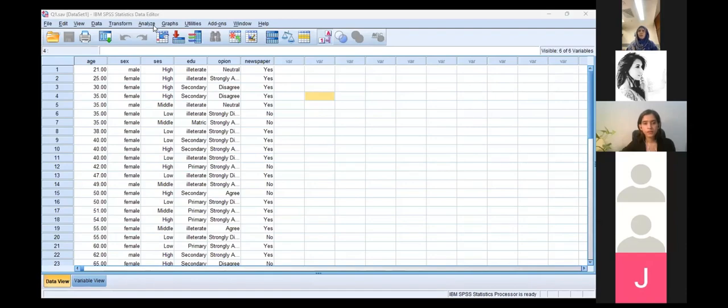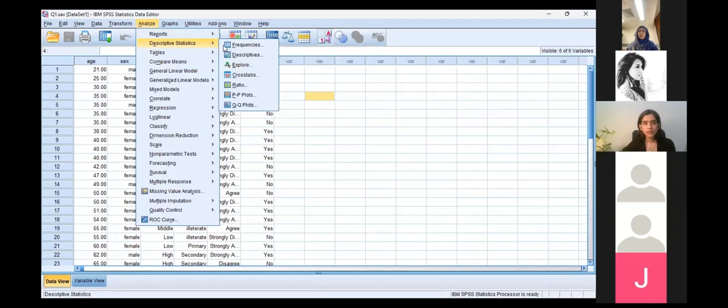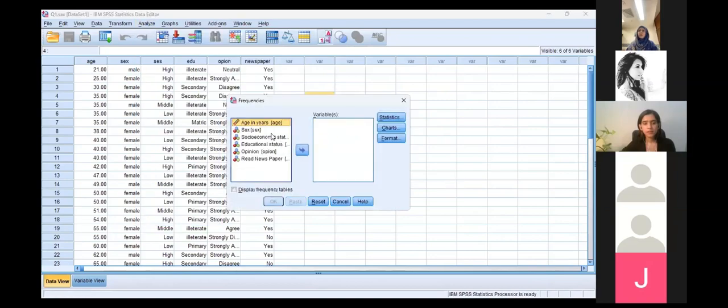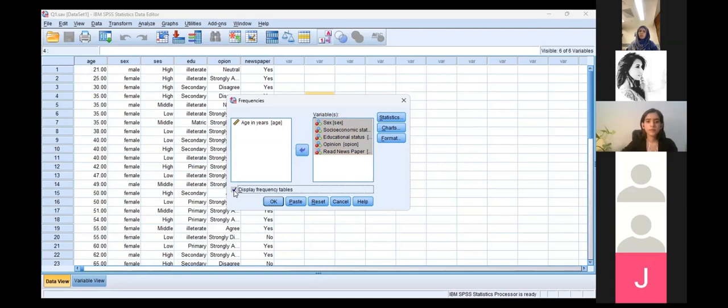So you go to Analyze, you go to Descriptive, and you go to Frequencies. And over here, you enter all the variables. You can just press Shift and select all of them, and put them in the variables list. Then you check Display frequency tables, because frequency tables are displayed for categorical variables, whether they're ordinal or nominal, right?